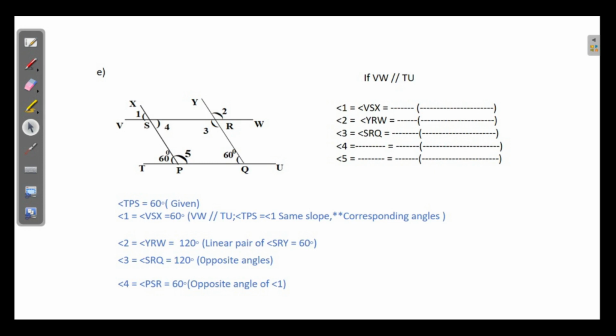Then angle 5. Where is angle 5? Here. Angle 5 is the linear pair of this first angle. So it is 120 degree. It is written linear pair of angle TPS. This is the way to write the answers.